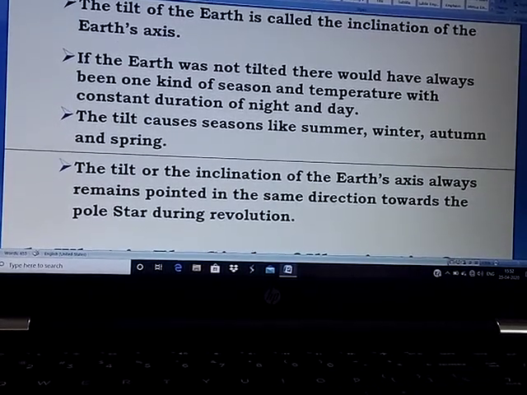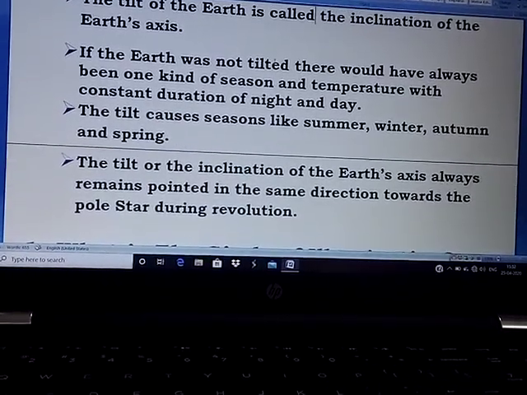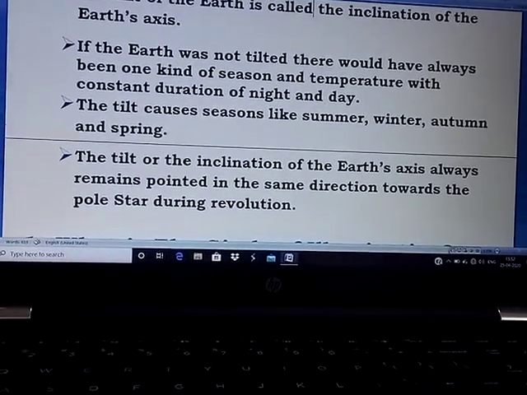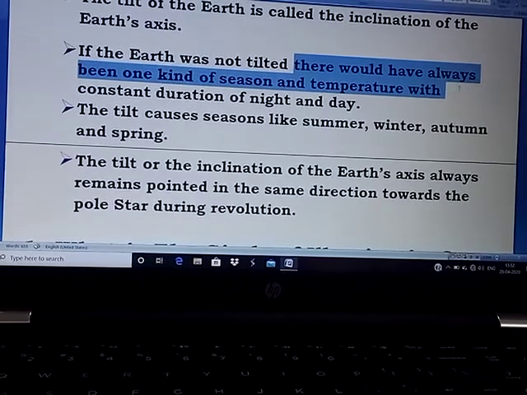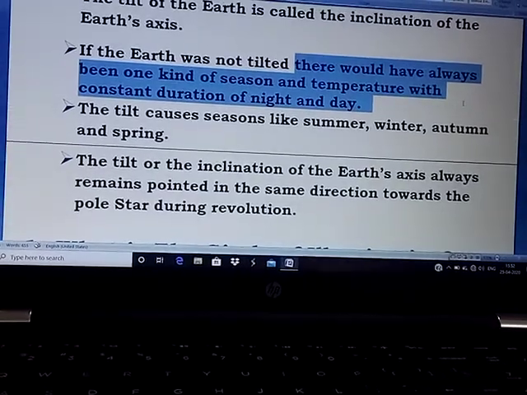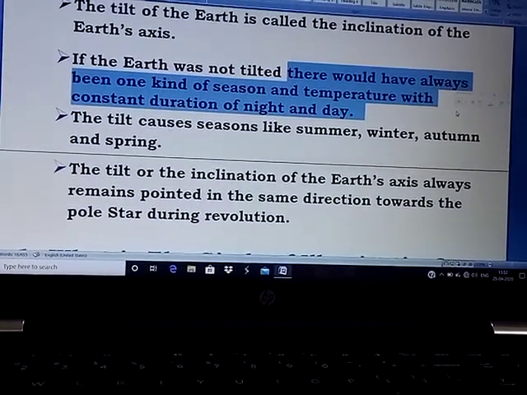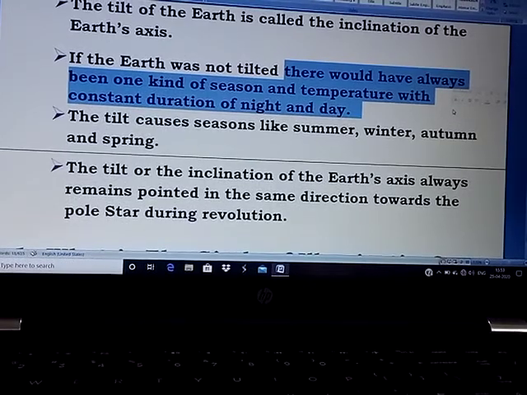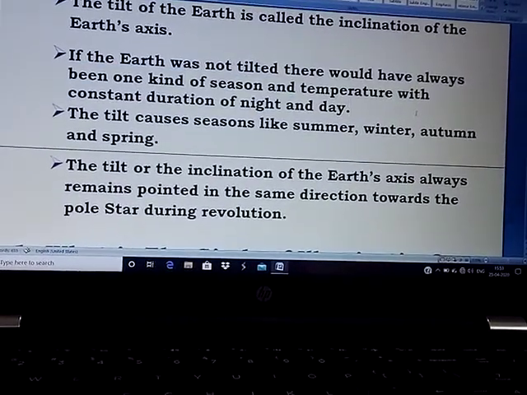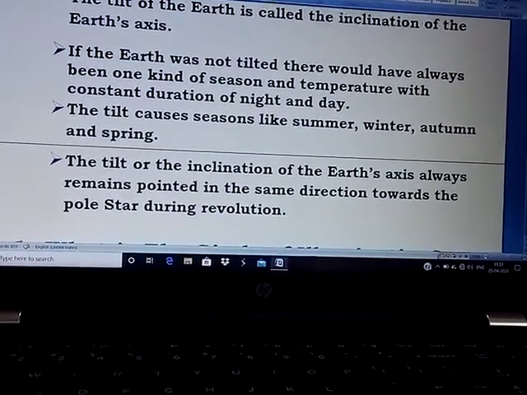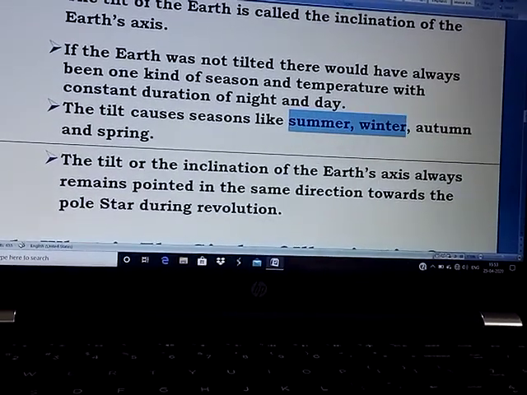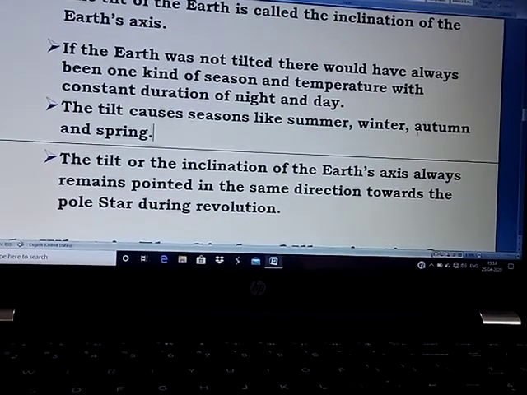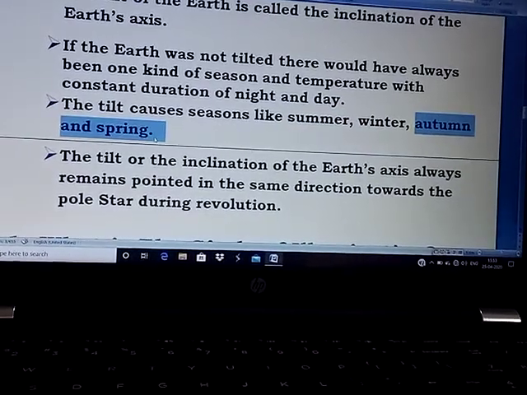If the earth was not tilted, what would happen? Then there would always have been one kind of season, or the same kind of temperature, with constant duration of day and night throughout the world at the same time. So this tilt is very important, my dear. This tilt ultimately causes the summer, the winter, the autumn and the spring.